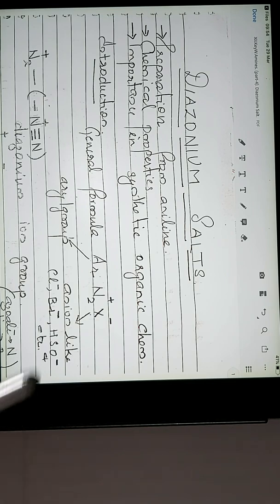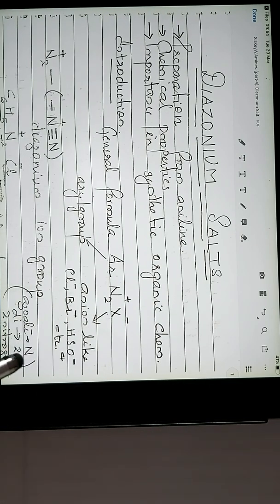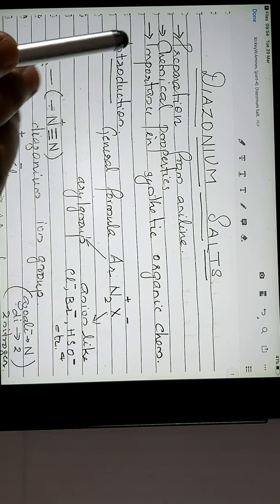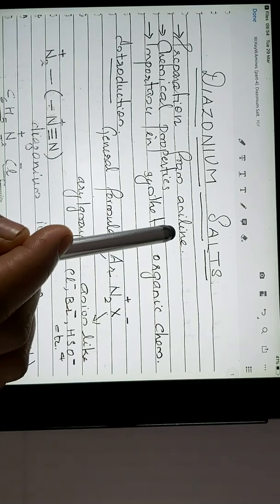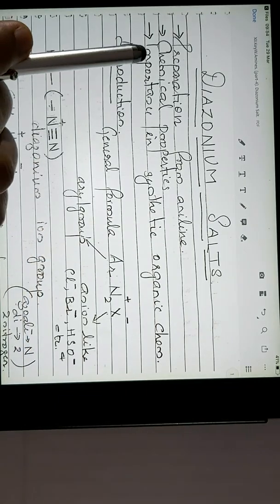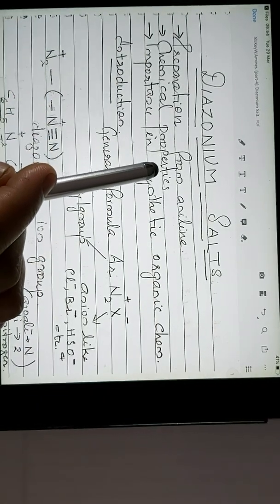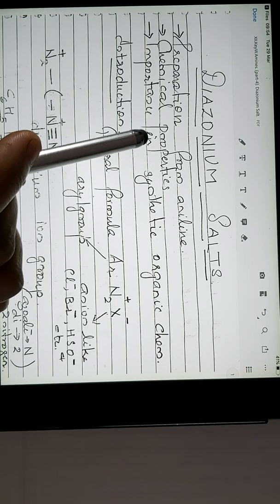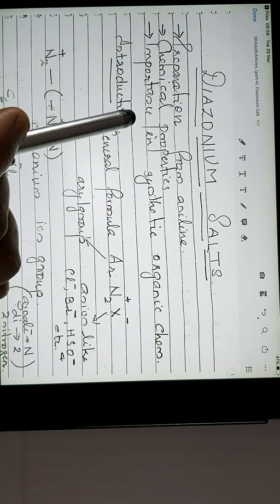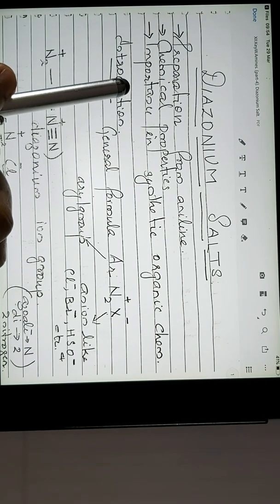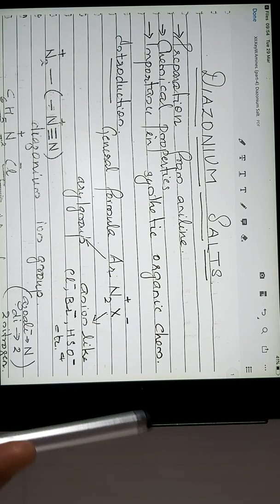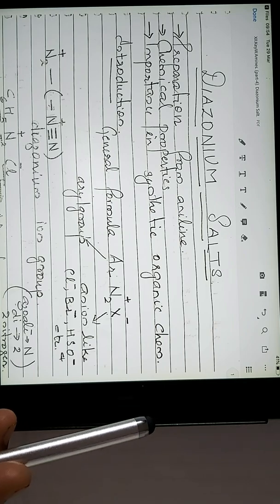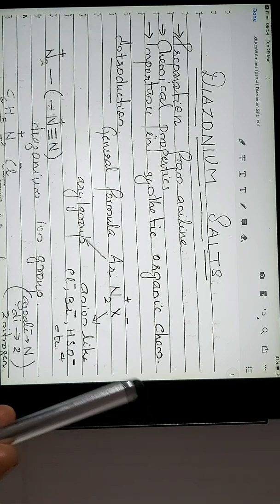Now, related to this chemical, what all are there for us to learn as per our syllabus? One, it is preparation of diazonium salt from aniline. So that is one concept that we should understand. Next, different chemical properties or different chemical reactions in which diazonium salt is involved. And thirdly, the importance of diazonium salt in synthetic organic chemistry. So these are the basic concepts we need to learn related to diazonium salt.